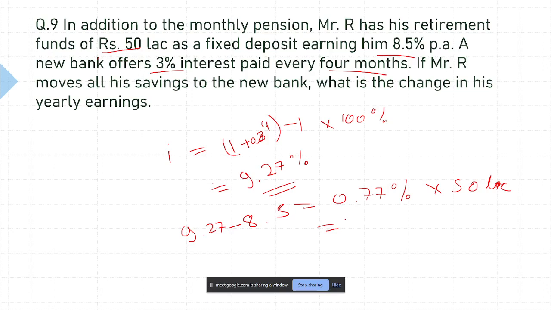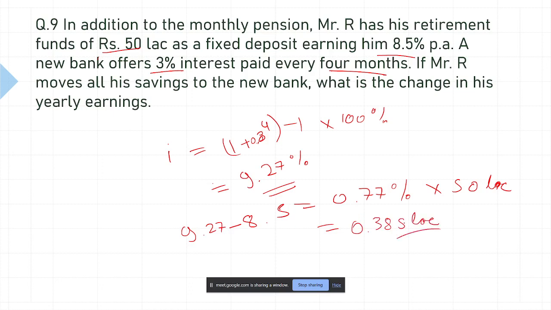Anybody? 38.5, sir. 38.5 and unit. I mean lakh, thousand. Lakhs. Okay, 0.77 percent of 50 lakh, so 0.385. Okay, 0.385, right. Divided by 100. Yeah. 0.385 lakh, right?